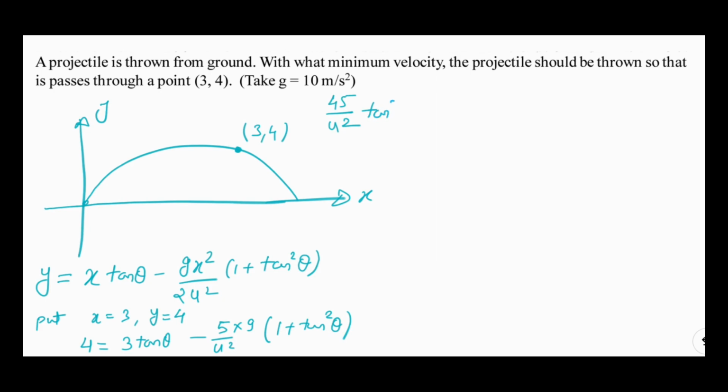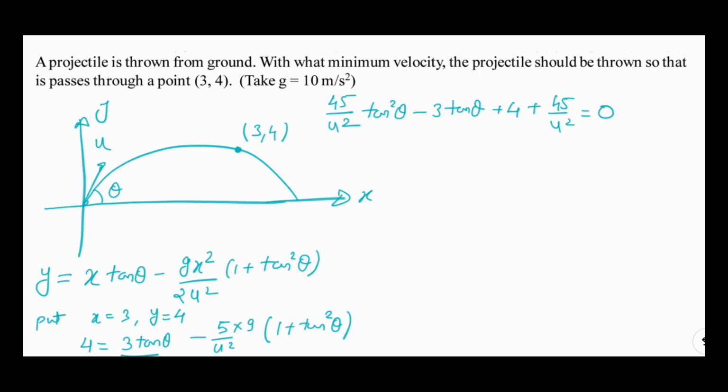So I will write tan square theta, then the rest of the terms. Then there is a 3 tan theta here, and if that is taken to the LHS, it becomes minus 3 tan theta. There is a 4 already in the LHS, and minus 45 by u square multiplied with one term in the LHS gives positive 45 by u square here, and this equation equals 0. Now see that this is a quadratic equation in tan theta, where theta is the angle of projection and u is the projection speed.